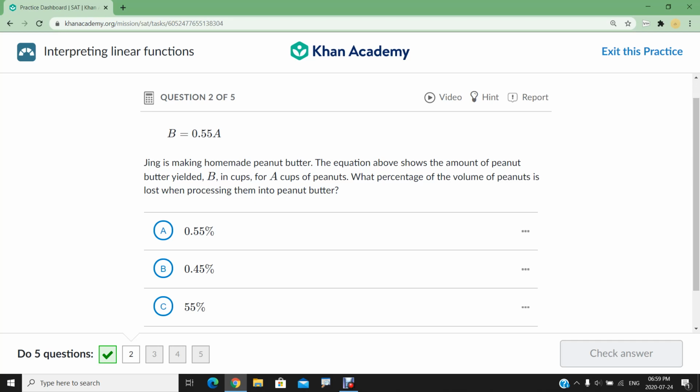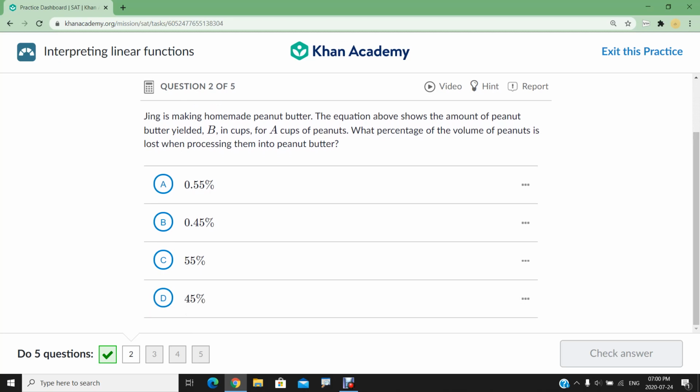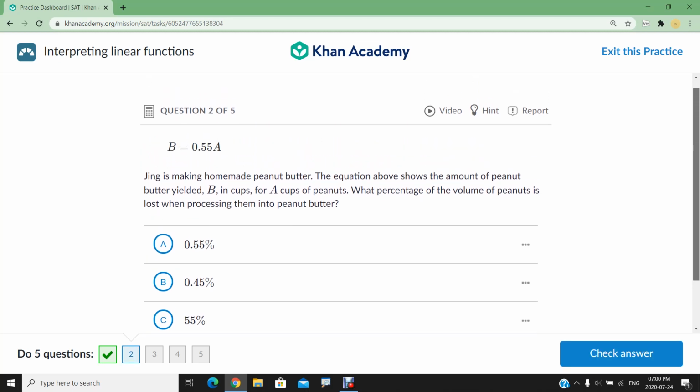Question 2. Jing is making homemade peanut butter. The equation above shows the amount of peanut butter yielded, B in cups, for A cups of peanuts. What percentage of the volume of peanuts is lost when processing them into the peanut butter? Alright, I can already tell, it's probably this. I'll tell you why.